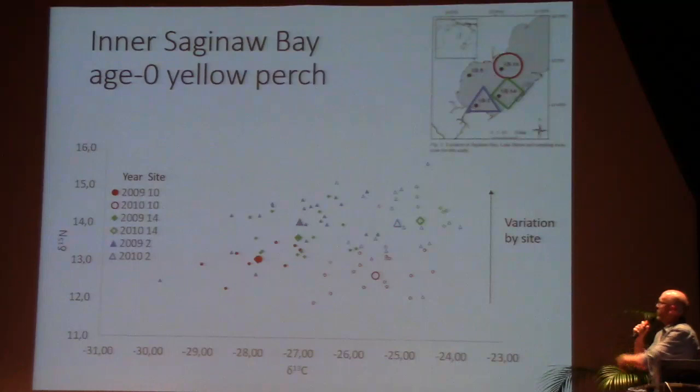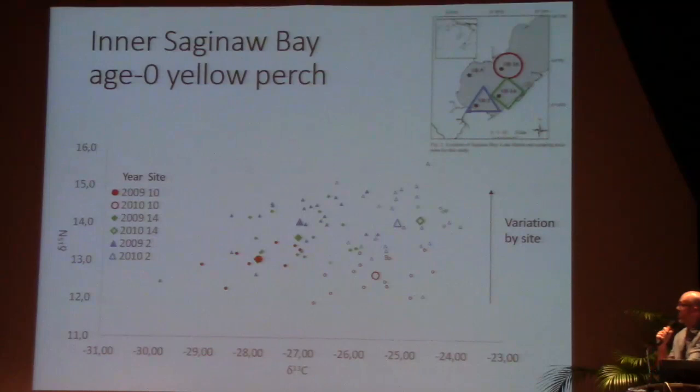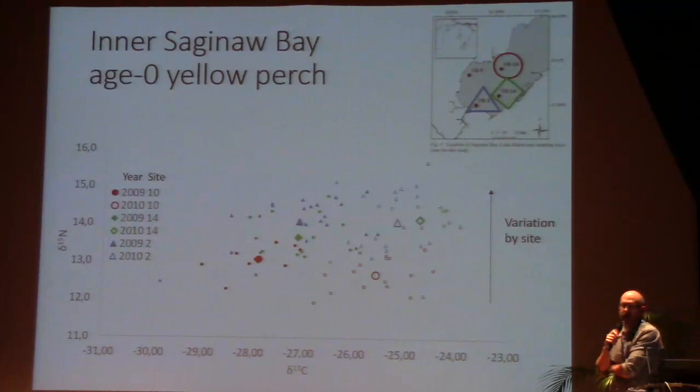So these small points here are individual fish. The larger points are the means for different sites and years. So the reds are site 10, greens, site 14, blues, site 2. The closed symbols are 2009, the open symbols are 2010. And so you'll see here that there's a difference across sites based on nitrogen, and in particular, changing as you move from the inner bay, which is highly influenced by discharge from the river, including a lot of agricultural runoff, towards the outer part of the inner bay.